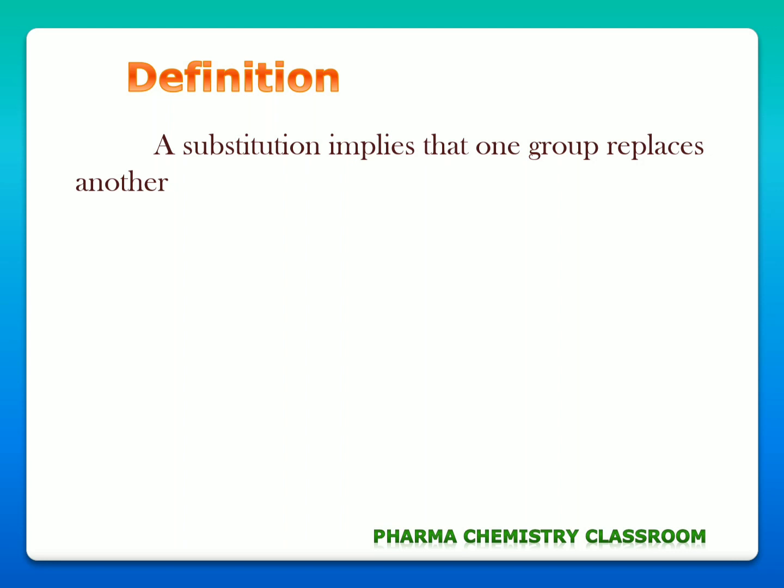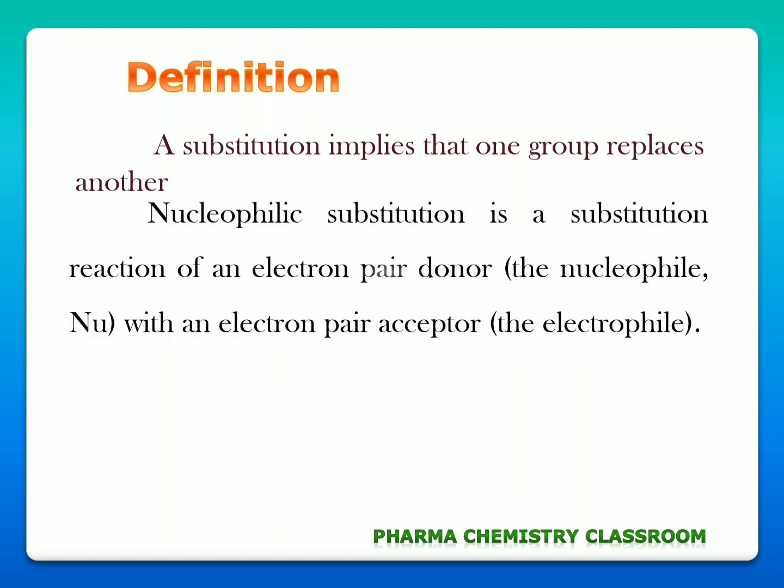Substitution implies that one group replaces another. So this is a simple word meaning of substitution. Our topic is nucleophilic substitution. So what is nucleophilic substitution? Nucleophilic substitution is a substitution reaction of an electron pair donor with an electron pair acceptor. So here an electron pair donor comes and gets substituted on an electron pair acceptor. Electron pair donor is a nucleophile, which is negatively charged and has electrons to donate.